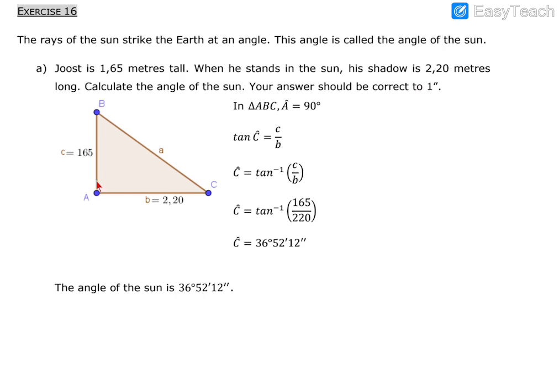So, we have these two measurements, and we're going to calculate the angle of the sun. The angle of the sun is the angle towards the ground. So we're looking for this angle C. We're going to use the tangent, C over B, and then you get to this angle.